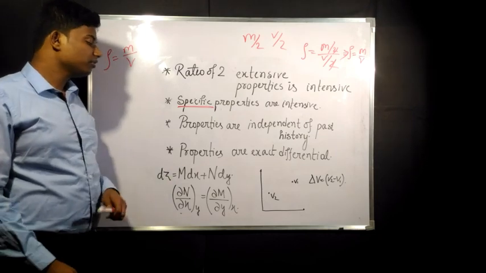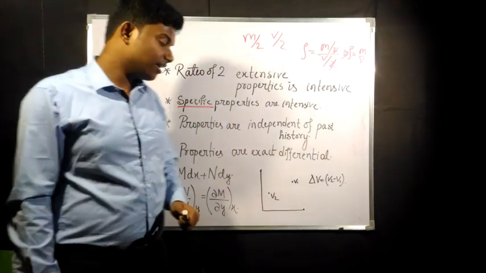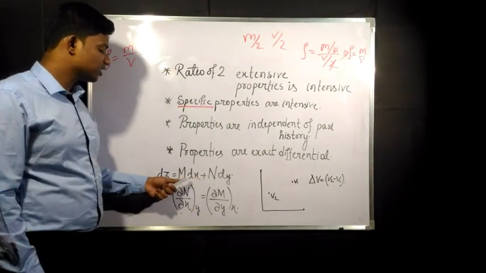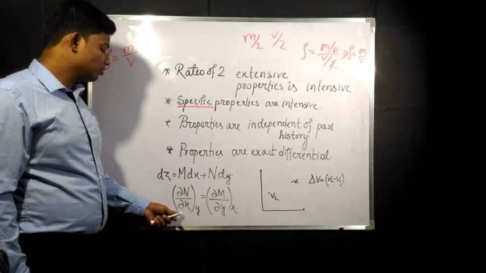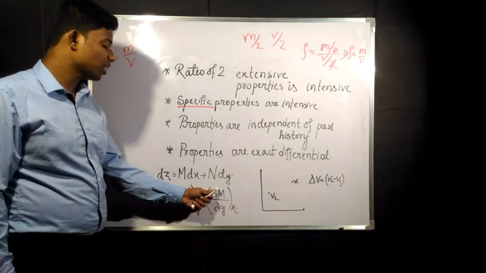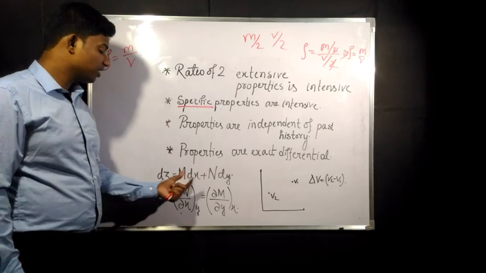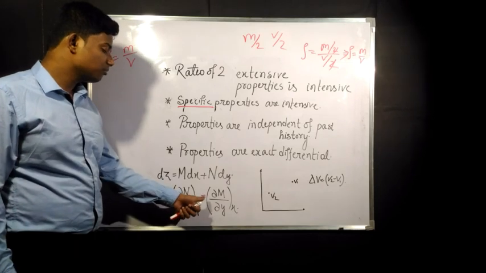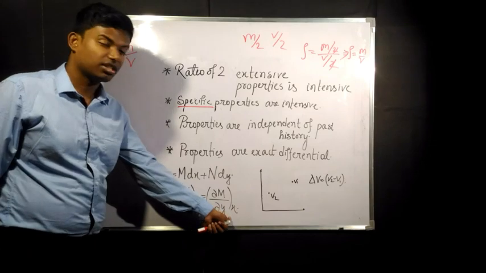Now in the fourth point, you see, properties are exact differentials. In engineering mathematics, there was a rule: if this is the case of a differential M dx plus N dy, to have an exact differential, you need to say that ∂N/∂x when y is constant must be equal to ∂M/∂y when x is constant. That is, if we differentiate the N part with respect to x taking y as constant, it must be equal to the M part differentiated with respect to y when x is constant.